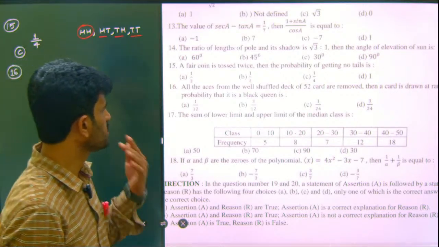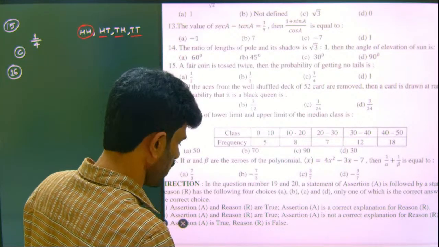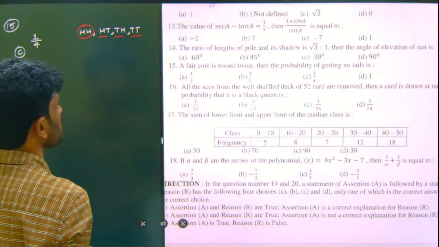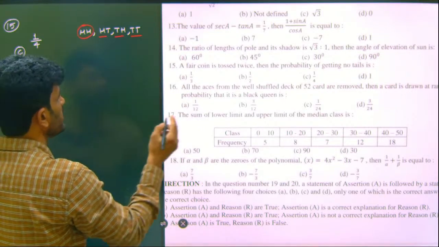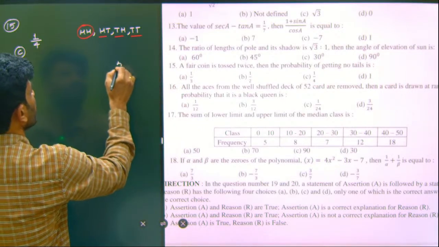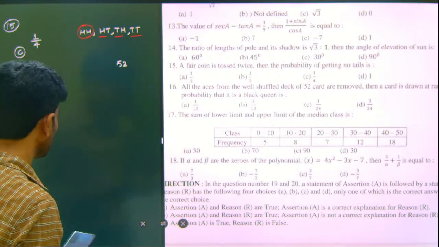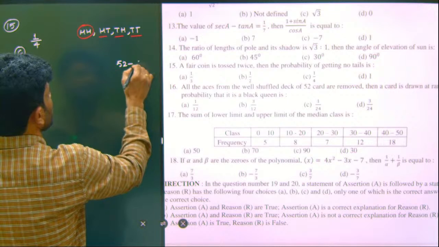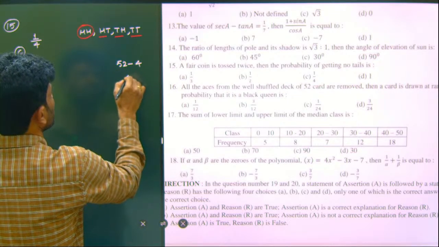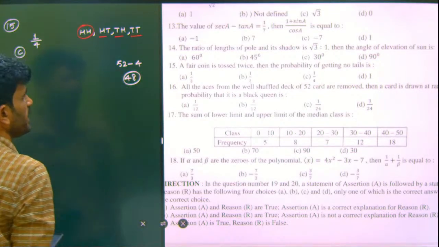Question number 16 is about a deck of cards. Did anybody get the answer to question number 16? There are 52 cards, and in that, all the aces are removed. How many aces will there be? 4 aces. Subtract 4, then the total number of cards is now 48.